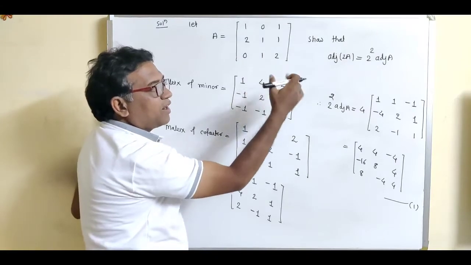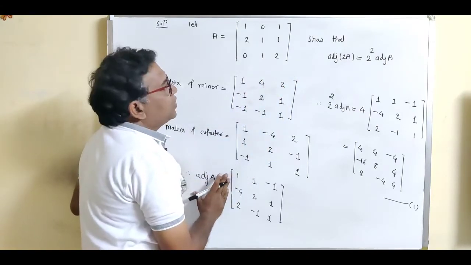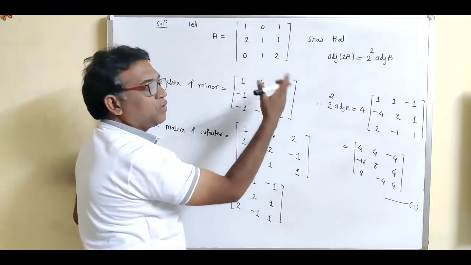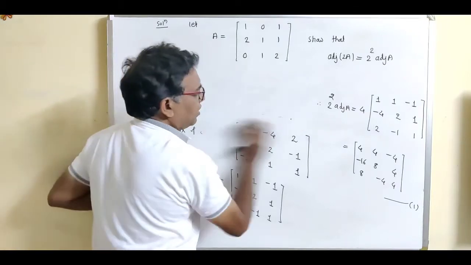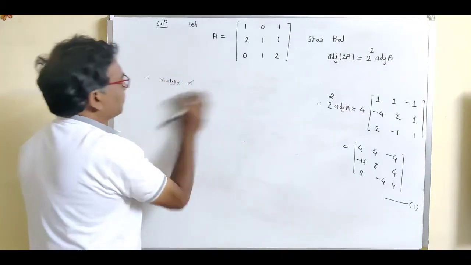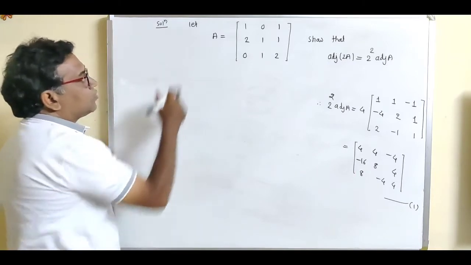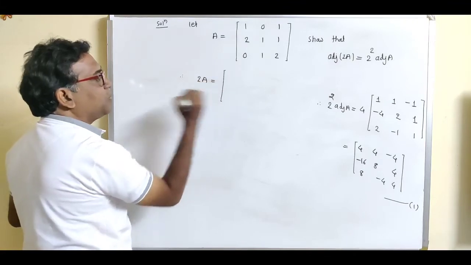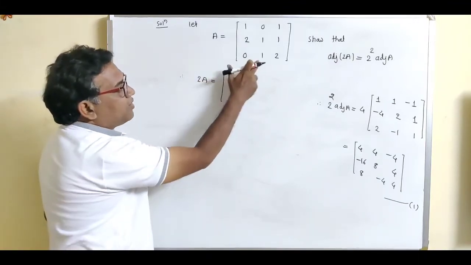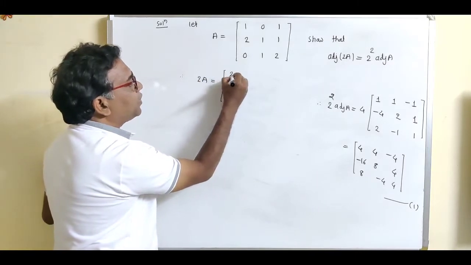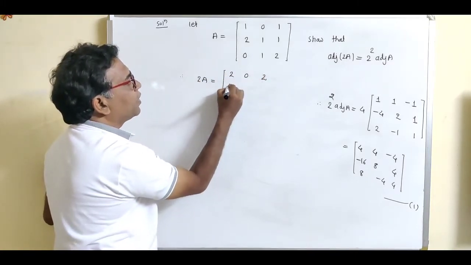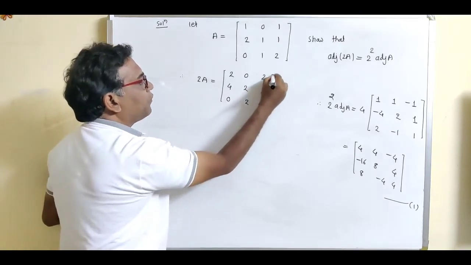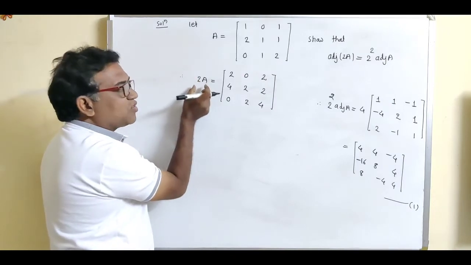Now find the left hand side, which is adjoint of 2A. First of all, write 2A, and from the matrix 2A we can find the adjoint of 2A. So this is matrix A. From matrix A, first find 2A. So multiply this given matrix by 2. So this will be 2, 0, 2, 4, 2, 2, 0, 2, 4. Now this is our given matrix 2A.